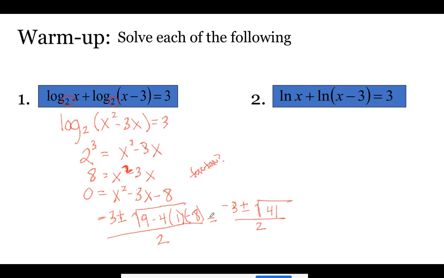But are they both valid solutions, right? Keep in mind that the argument has to be greater than 0. So are these both acceptable? Well, no, right? My argument has to be greater than 0. So the only thing x can be for this is -3 plus the square root of 41 divided by 2. It can't be the negative version.